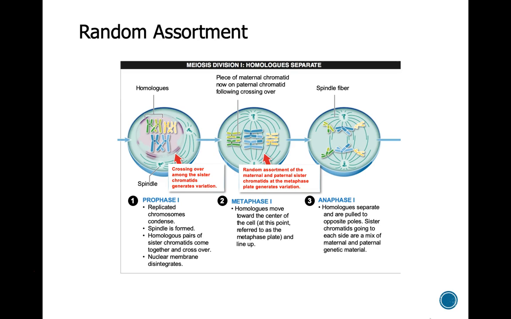Another source of genetic variation is random assortment. So I already talked about this one. You saw this slide in the meiosis 1 slide. So this is crossing over during meiosis 1. This is our random assortment, where we get any combination at the metaphase plate of maternal and paternal chromatids. And so when they're separated in anaphase and eventually telophase, each cell has new combinations of maternal and paternal chromosomes on top of the crossing over.